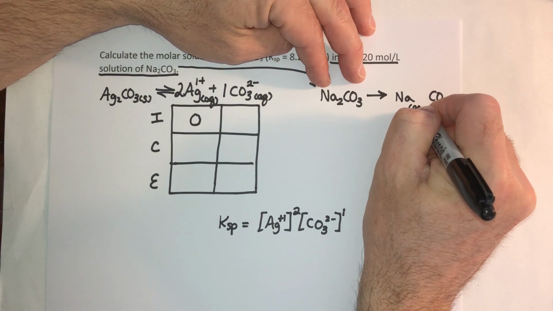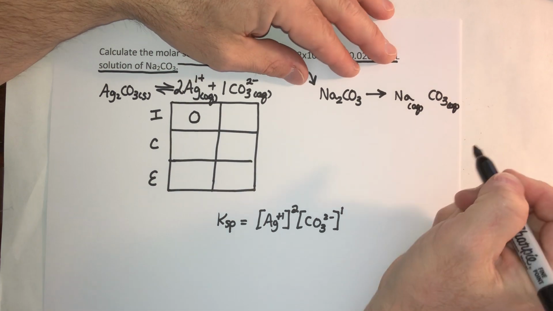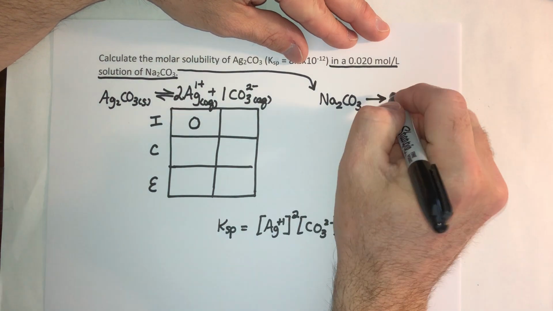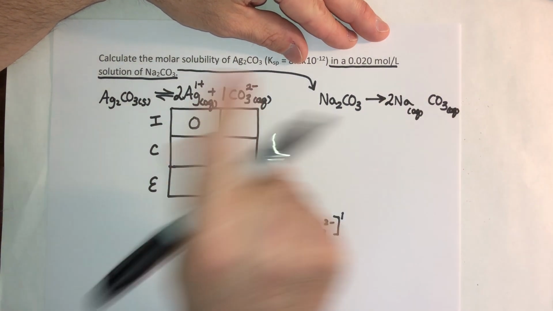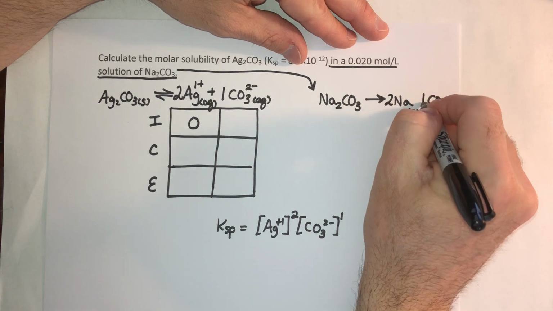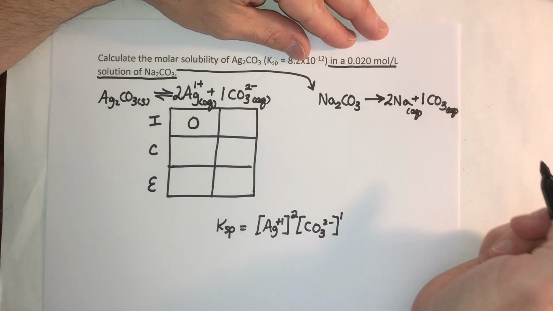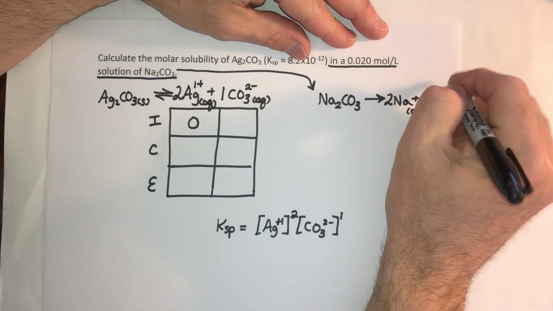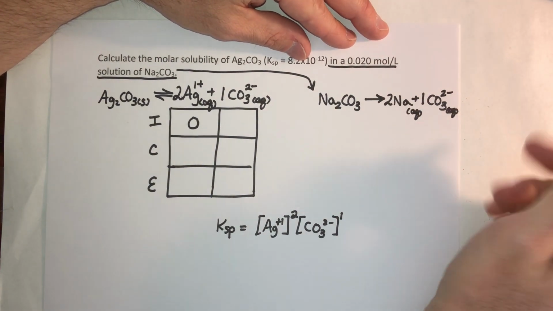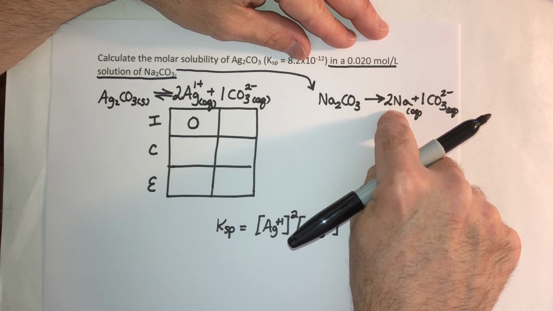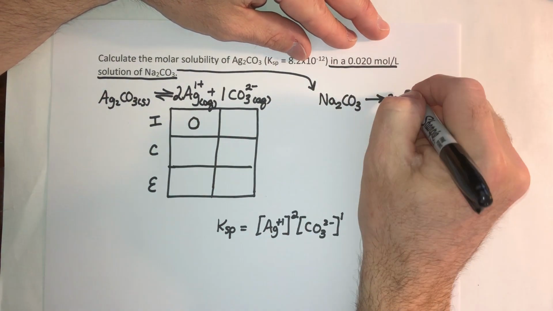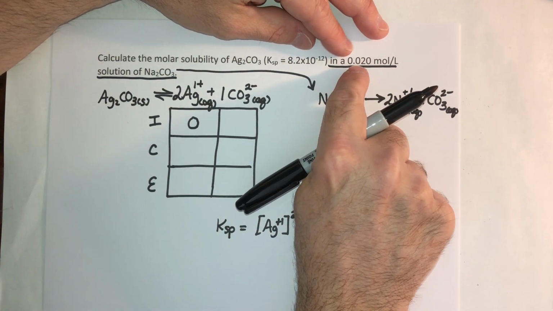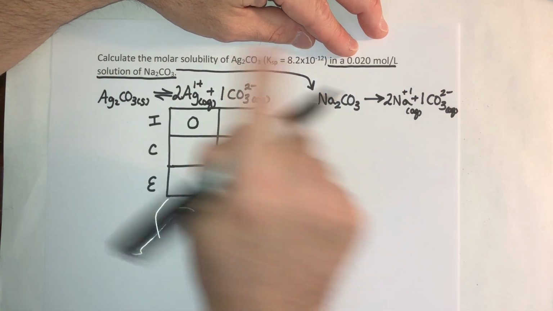Okay, so this is aqueous, this is aqueous. If we try to balance, I started off with 2 sodiums, so I'll need 2 sodiums. I started off with 1 carbonate, so I'll need 1 carbonate. Now it's balanced. If you look up carbonate on your polyatomic ions, which we already did, you can see that its charge is a 2-. And if you look up sodium on your periodic table, sodium is in column number 1, so it has a charge of +1. Now this problem tells me that I started with 0.02 moles per liter of sodium carbonate.